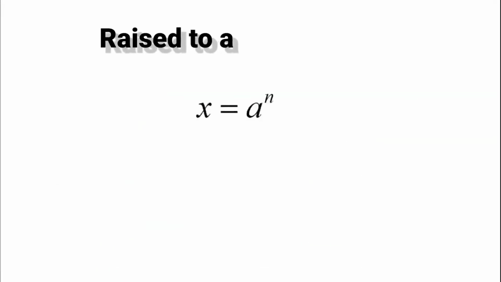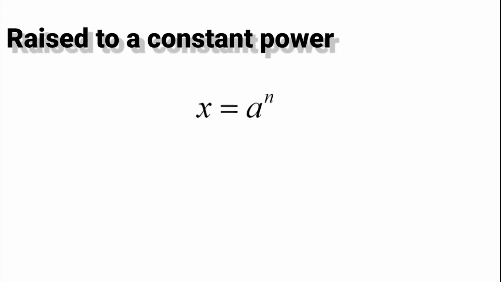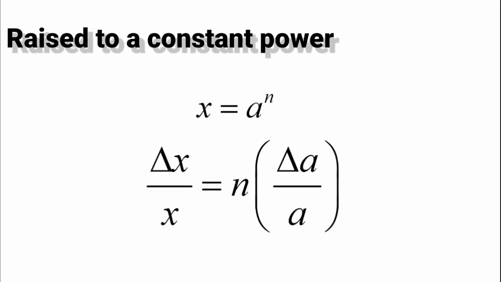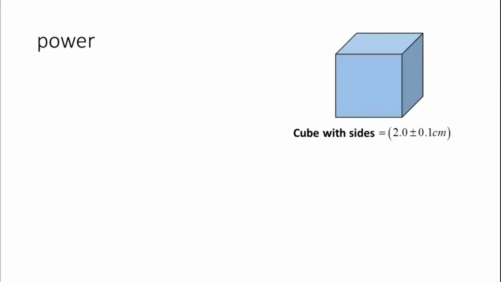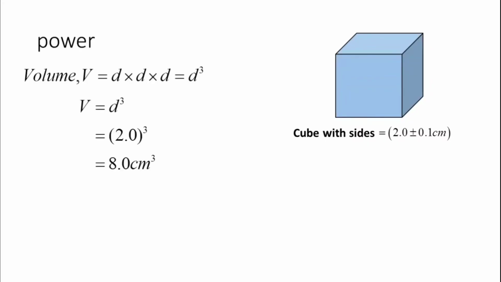Raising a measurement to a constant power. In this case, we have x equals a to the power of n. The relative uncertainty for x is just equal to n times the relative uncertainty for a. In this example, we have a cube with a measured side of 2.0 plus minus 0.1 centimeter. The volume is just equal to the side d cubed, d times d times d. So the volume of the cube is 2.0 cubed, equals 8.0 centimeter cubed.